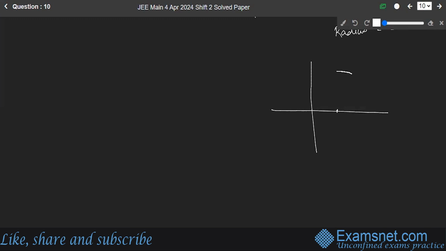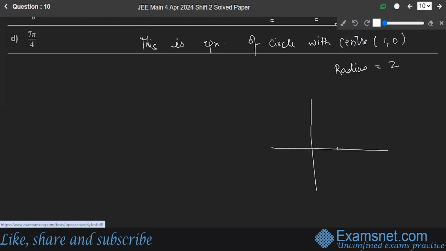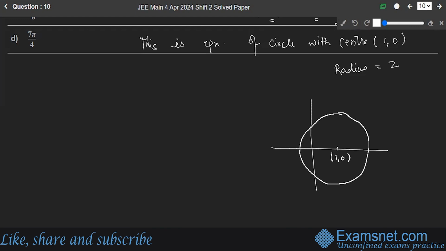This is the center. So the circle will look something like this, right? Okay, let's try again. The circle will look something like this. This is the center of the circle, (1, 0), and the radius of the circle is equal to 2. So this is 2. Right.